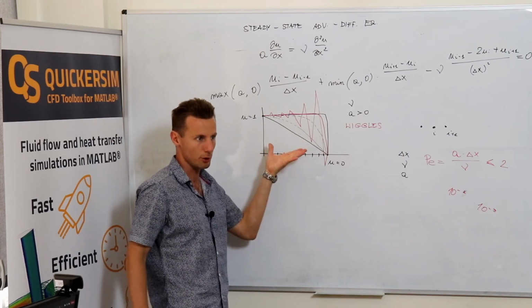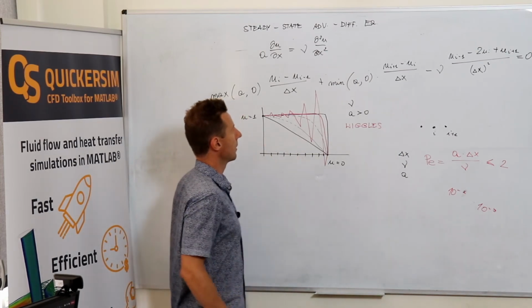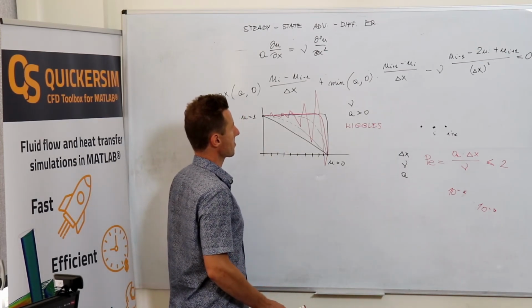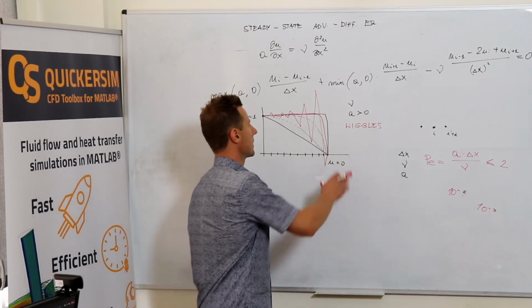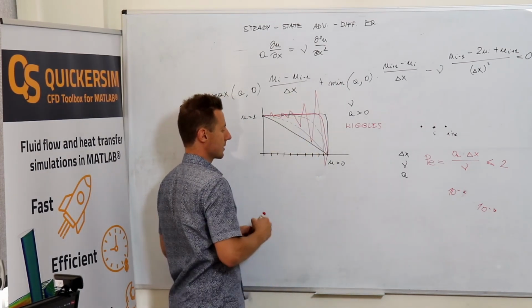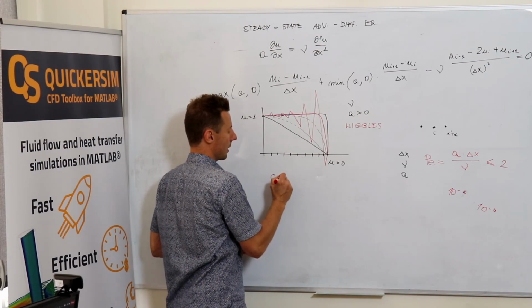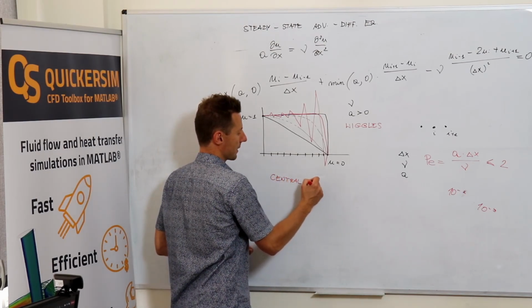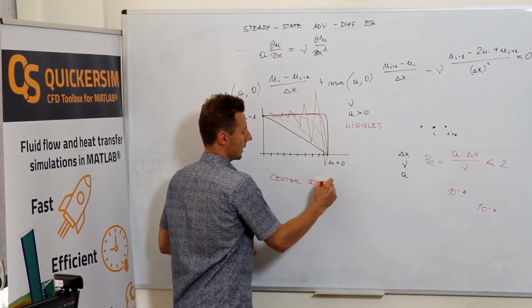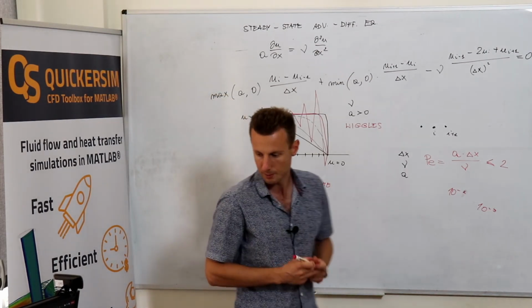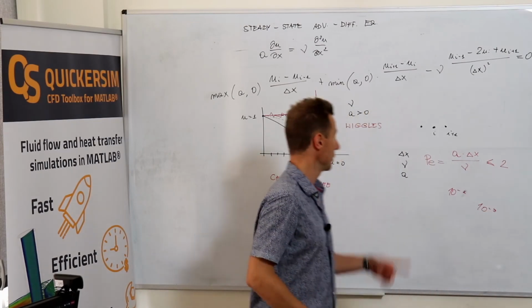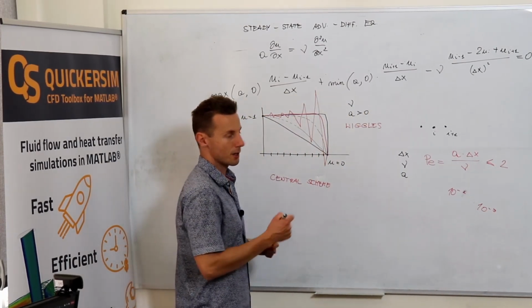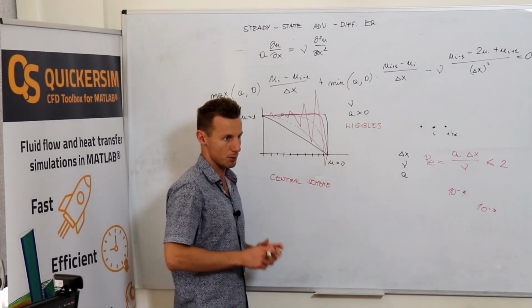upwind schemes are commonly used, because, sorry, you would get these wiggles if you apply the central scheme. If you apply upwind, you will not get the wiggles. You will always get a stable solution.